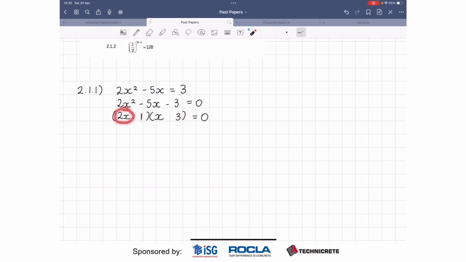Right, so I want my 6 to be the negative 1, which means that this 3 must be negative. Then I put a positive here, and then I have positive 1.